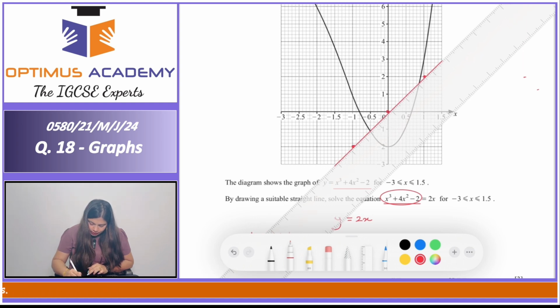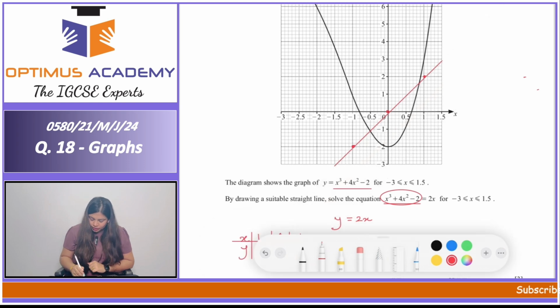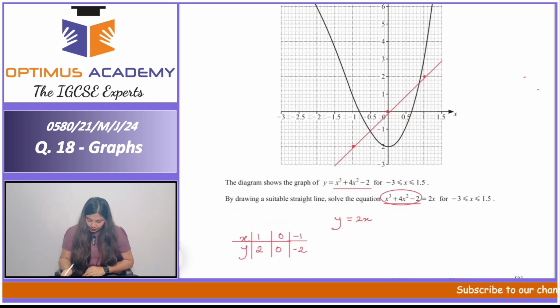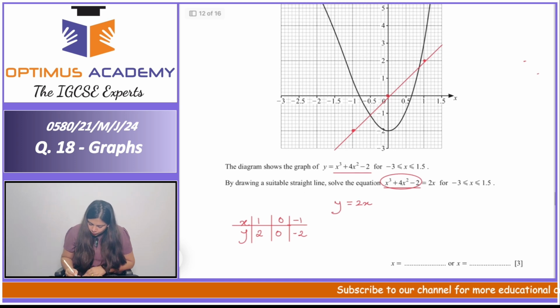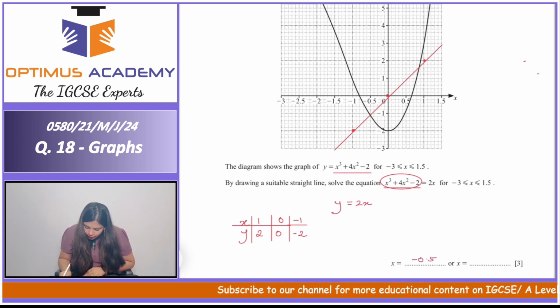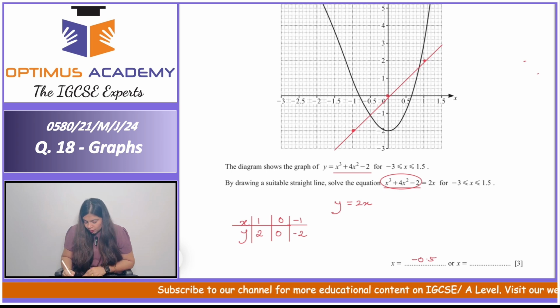After drawing the straight line, we're going to check the points of intersection of the curve and line. That would be minus 0.5 and 0.85.